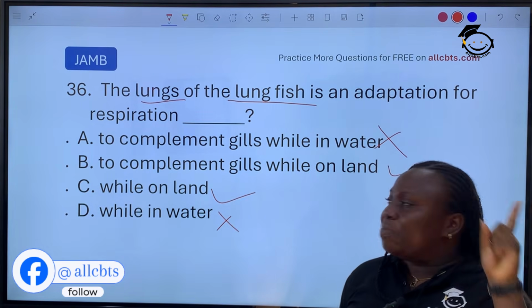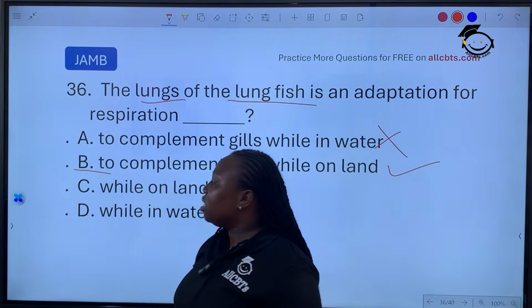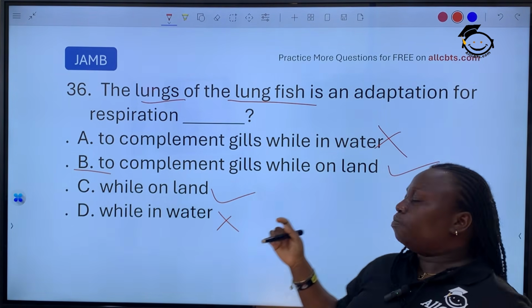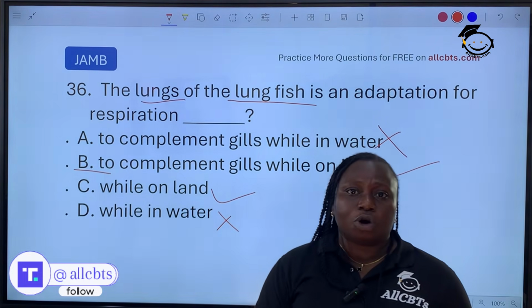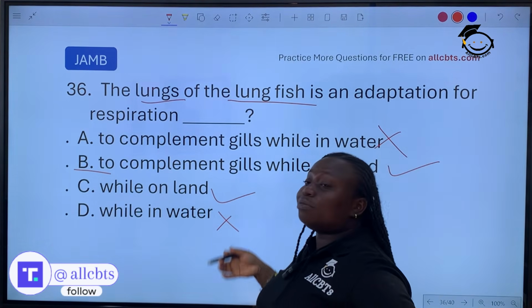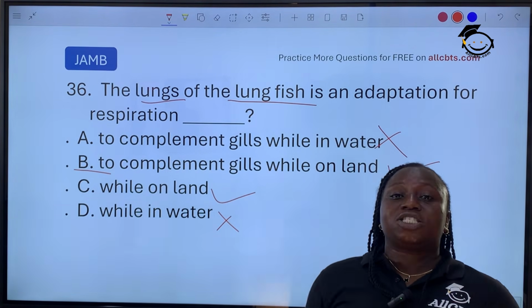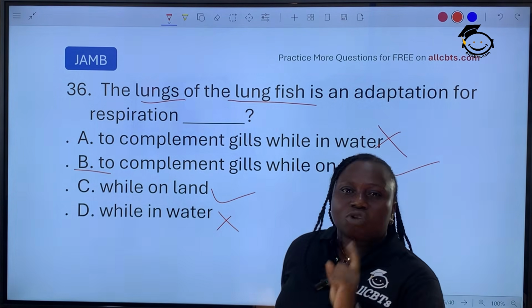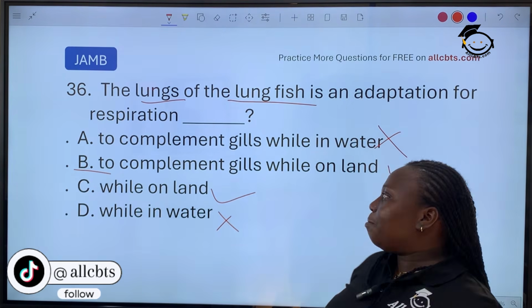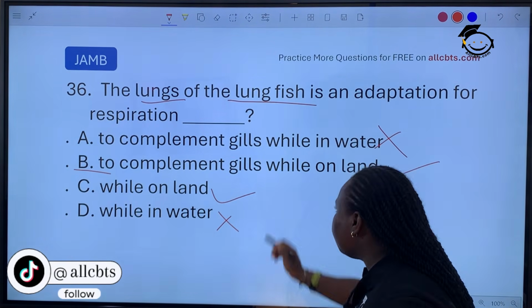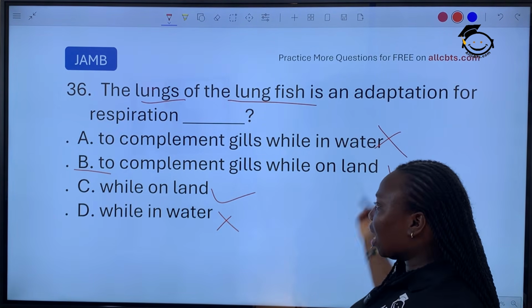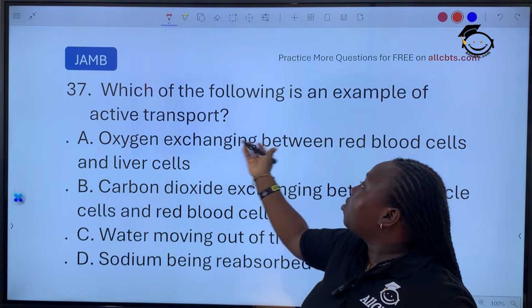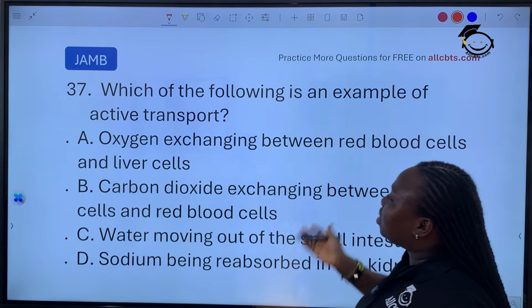We have to see if it is complement gills or while on land. The reason why our best answer will be B is because we have to account for the gills also. If we say while on land, we're not saying that they are meant to be found on land, which is not correct. It's correct, but it's not the best answer. Our best answer is to complement gills while on land. Option B. Number 37. Which of the following is an example of active transport?